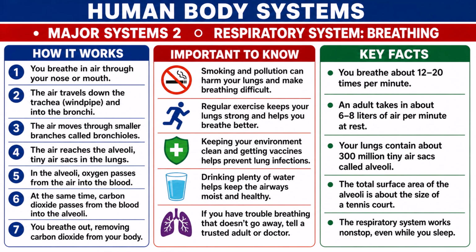To make sure we fully understand the respiratory system, our breathing, let's reiterate some of the information. How it works: you breathe in air through your nose or your mouth. The air travels down the trachea, or windpipe, and into the bronchi. The air moves through smaller branches called bronchioles.